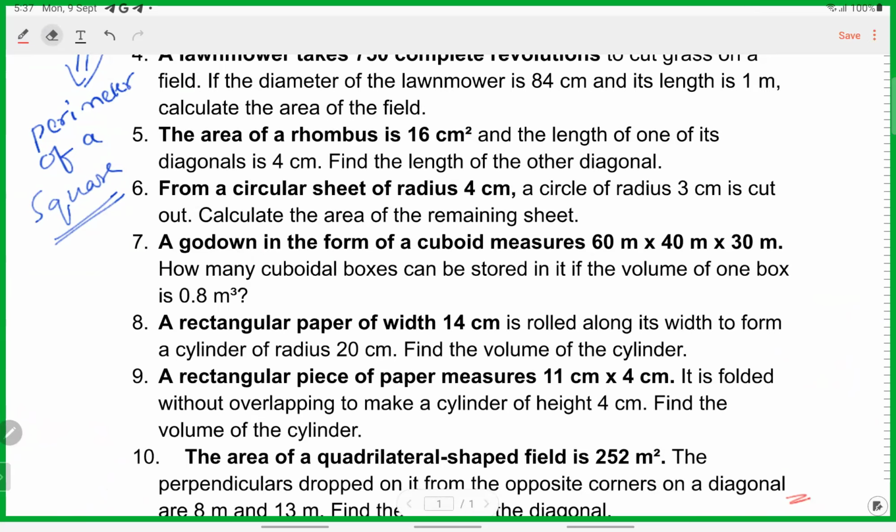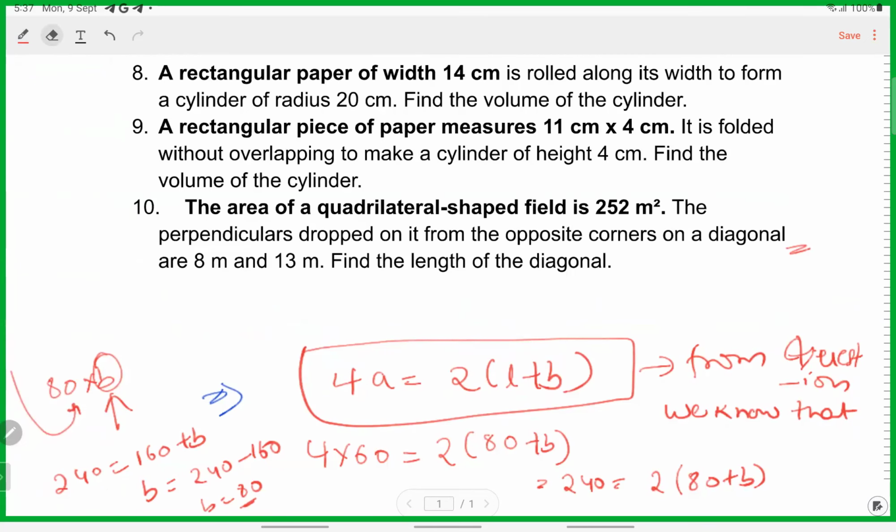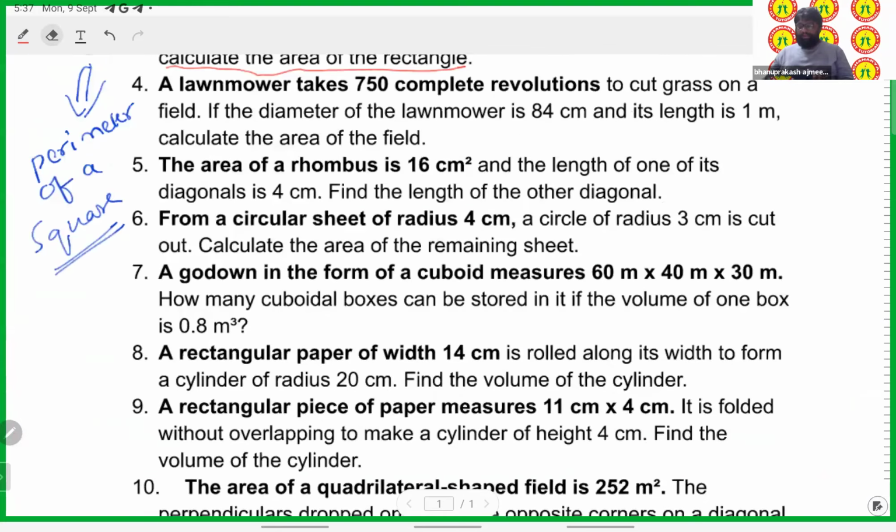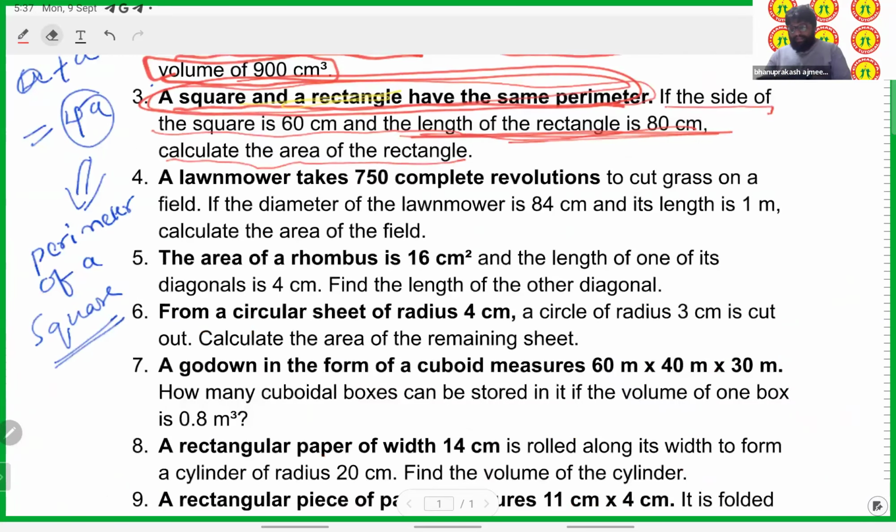Sir, but in rectangles, how can length and breadth both be same, sir? Actually, what exactly is mentioned here is calculate the area of the rectangle. Sir, they ask the area of rectangle, right, sir? Yes. What is area of rectangle? Length into breadth, right? Yes, sir.